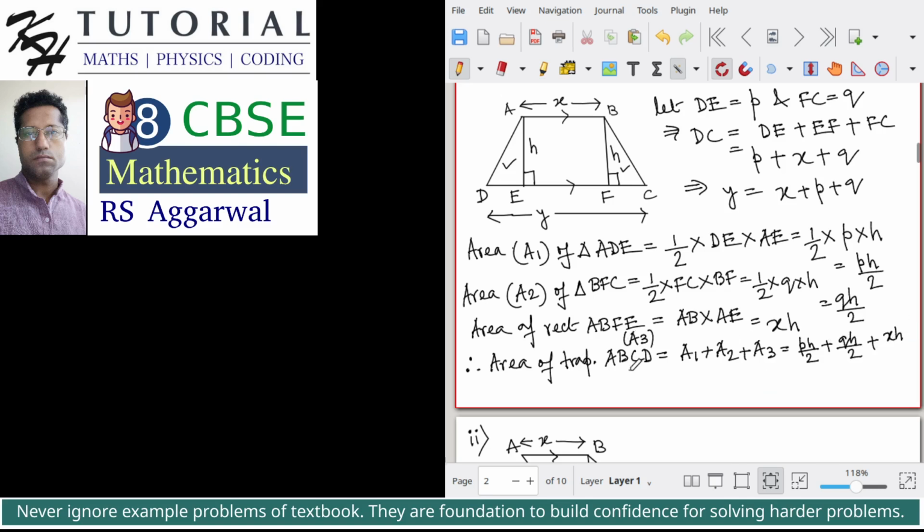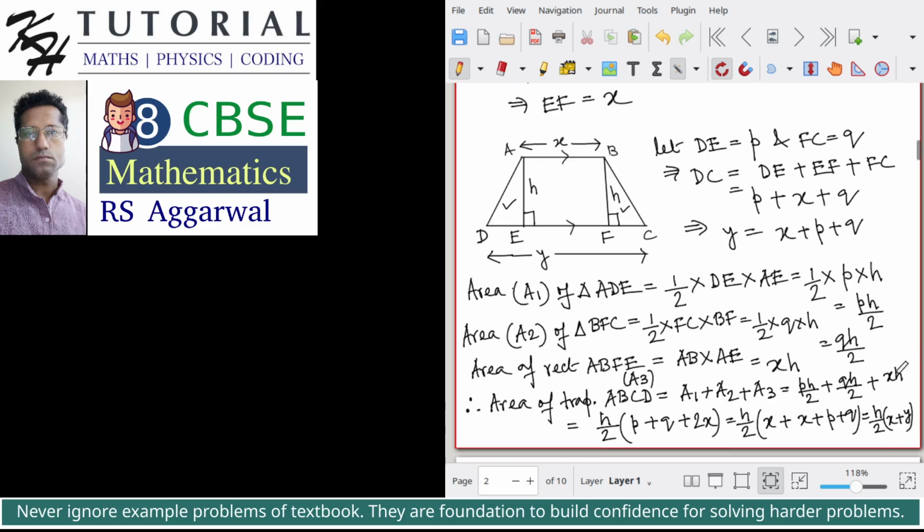If we simplify this, if I take H by 2 common from all the three terms, I have P plus Q plus twice X. Twice X, I'm writing as X plus X. So, I have X plus P plus Q. Now, this will be equal to H by 2 times X plus Y, because we know that X plus P plus Q is equal to Y.